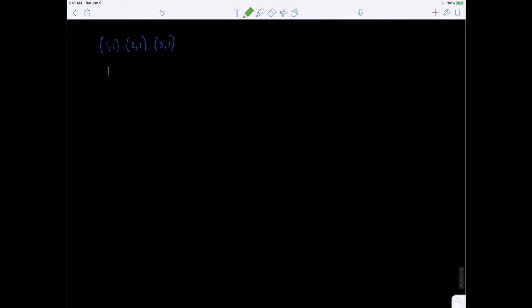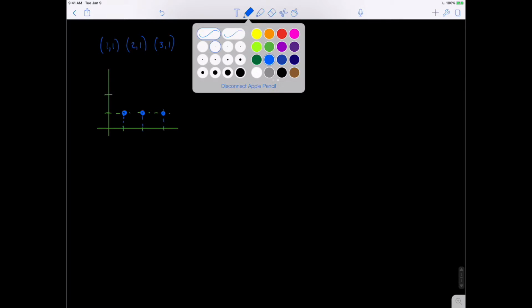Let's make a set of green axes. So there's my axes. So let's see, my 1, 2, and then 1, 2, and 3. And then, now wait a minute. When we start graphing these, notice that 1, 1, well, that's just right there. 2, 1, well, that's right there. Notice, whoa. And 3, 1, they all line up right on top of that green line.